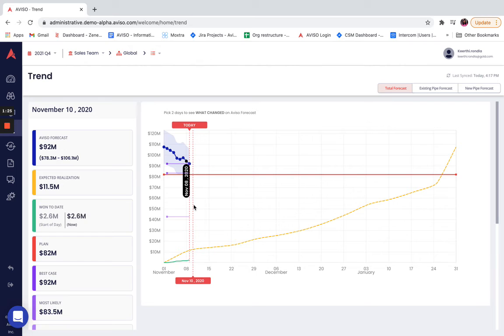Overall, Aviso trend at a high level is showing you where you are today, where you are headed to, and how close you are towards your targets. And it gives you enough time to make adjustments and decisions to your sales processes in order to meet your target.